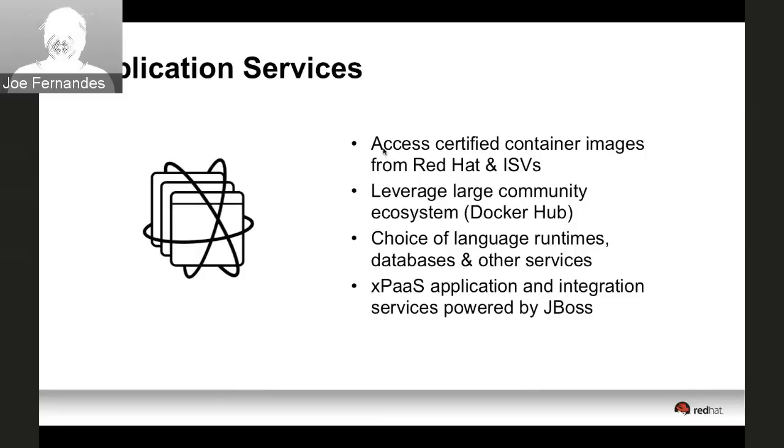And then on top of that, we're doing a certification program so that you can get trusted images from Red Hat or our ISV partners. So we'll be certifying things like the content of the container, and also certifying that the container has been tested and certified to work with a known host. Our XPaaS program, which is how we're bringing more JBoss middleware to the platform, is also built on this. So those JBoss services will come in as Docker containerized images as well.